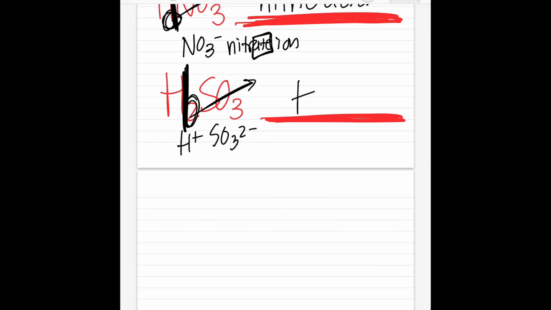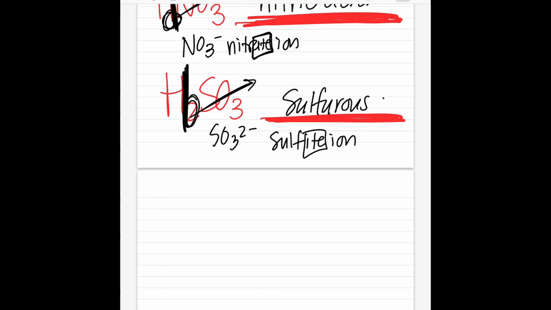Add your H up front. Oh no, I need the name, not the formula. Don't need to put the H up front. I got carried away. SO3 2 minus is called sulfite. Yeah, sulfite ion. ITE is rule 2, so it becomes sulfurous acid.